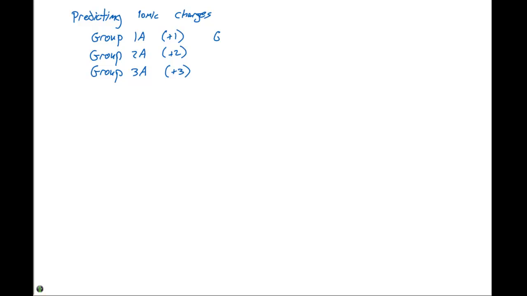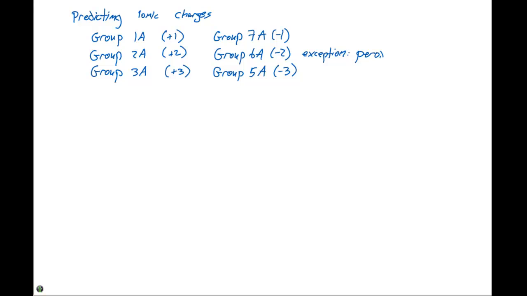If we now look at group 7A, they have a -1 charge. Group 6A has a -2 charge, and group 5A has a -3 charge. In group 6A, there's an exception, and the exception here is peroxides, which will have a -1 charge. Notice that we skipped group 4. The group 4 complexes will generally form molecular compounds, which we'll discuss a little bit later.